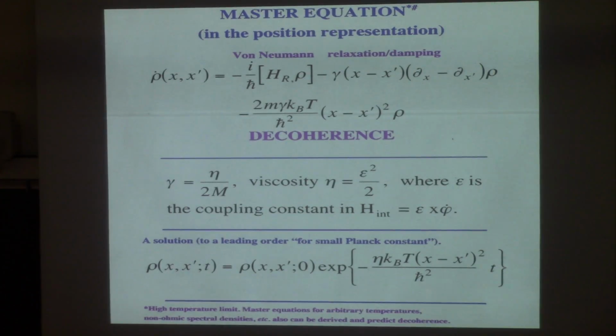This equation is written here in position representation. So this is a derivative of a density matrix. And I've retained the terms which are dominant and which you can recognize. The first term is a von Neumann product. This is shown in the equation. The second term corresponds to relaxation or damping.